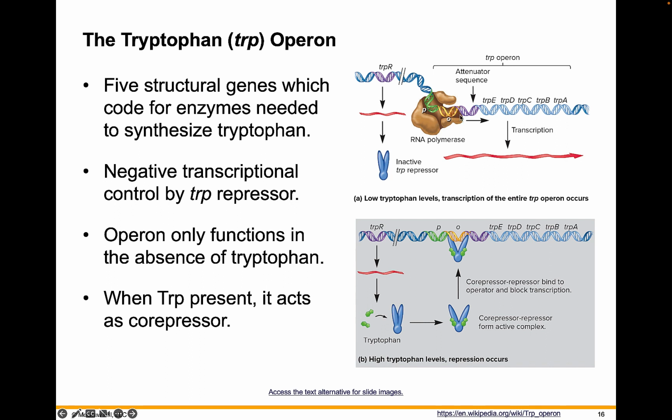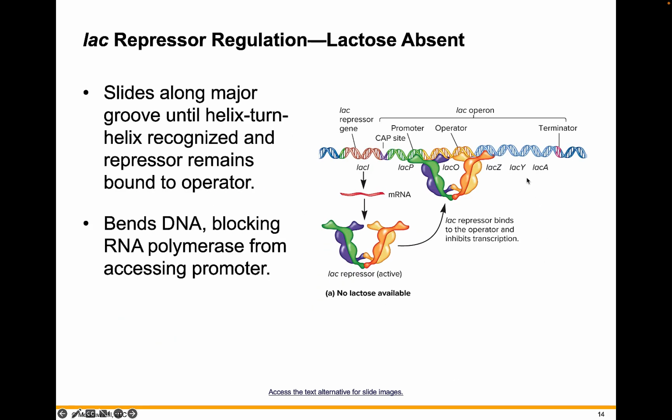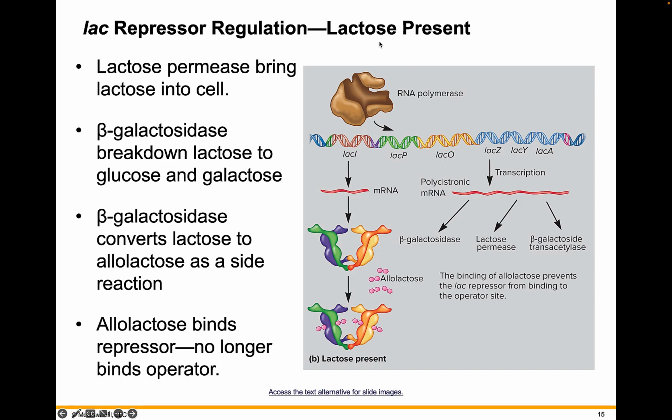Now you can see that this is the operator region O. This is the P, the green one, the promoter region. And right here is the TRPR, which produces the TRPR mRNA and an inactive TRP repressor. This tryptophan operon, on the other hand, is opposite to the lac operon. The lac operon is always turned off in the absence of lactose, and it is an inducible operon. That means it is turned on when lactose is present.